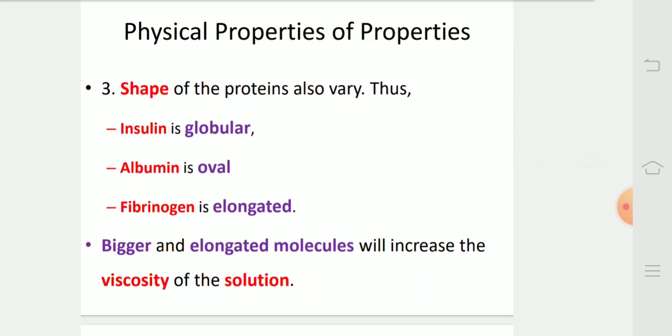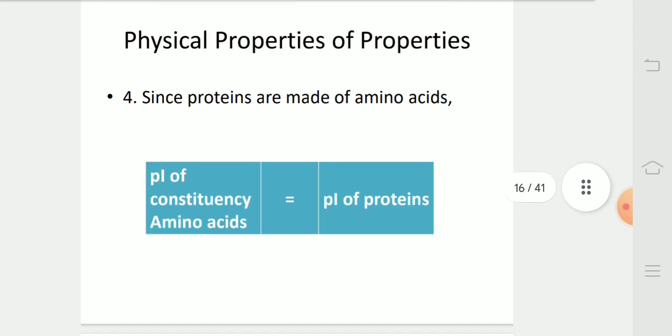Shape of the protein also varies. Thus, insulin is globular, albumin is oval in shape, while the fibrinogen molecule is elongated. Bigger and elongated molecules will increase the viscosity of the solution. Since proteins are made up of amino acids, the pI of all the constituent amino acids will influence the pI of the protein.